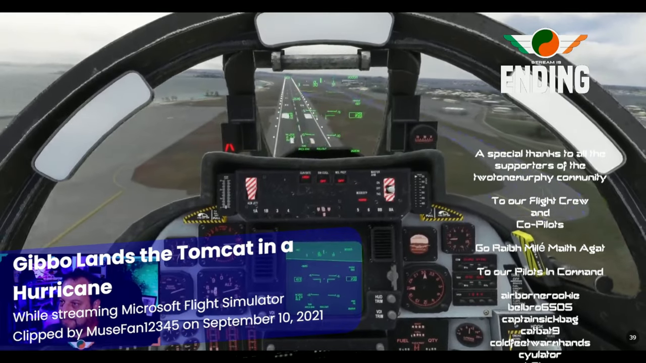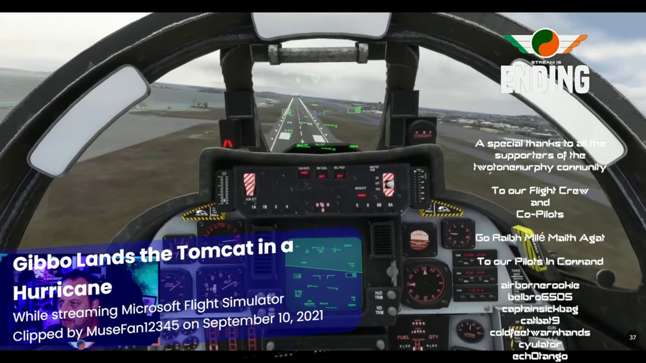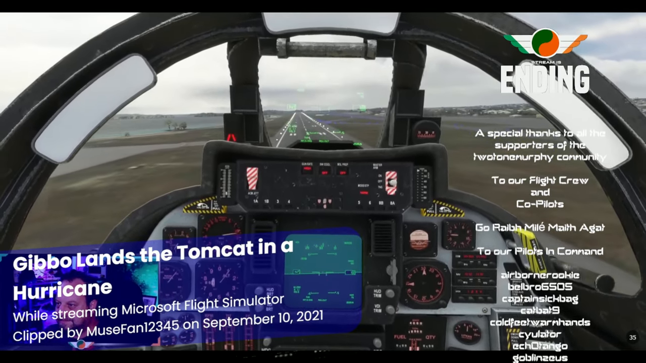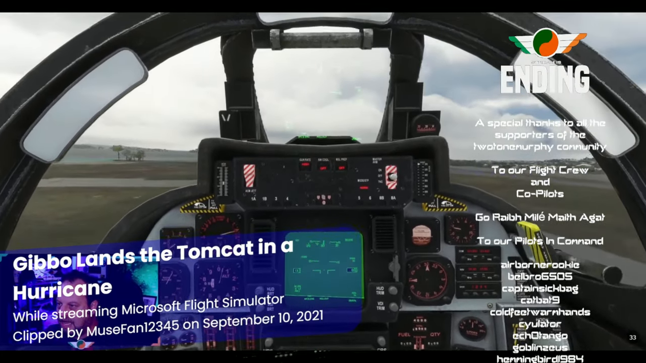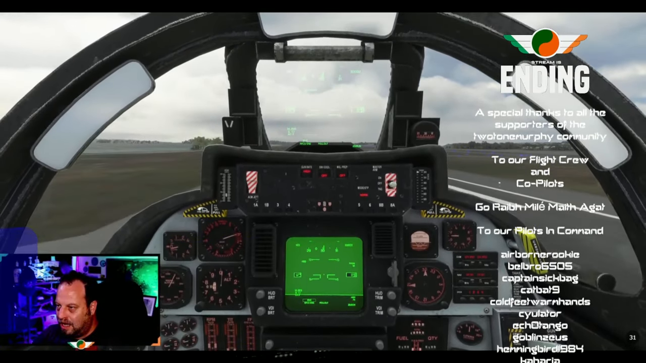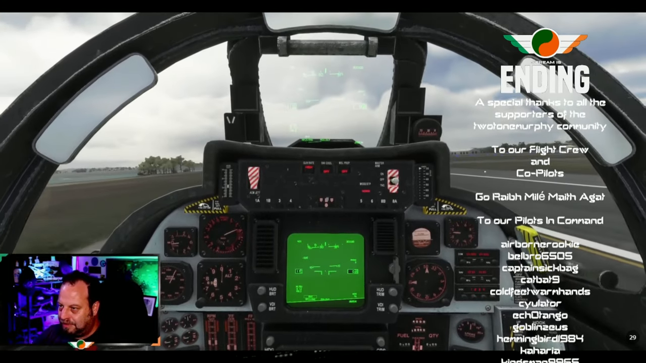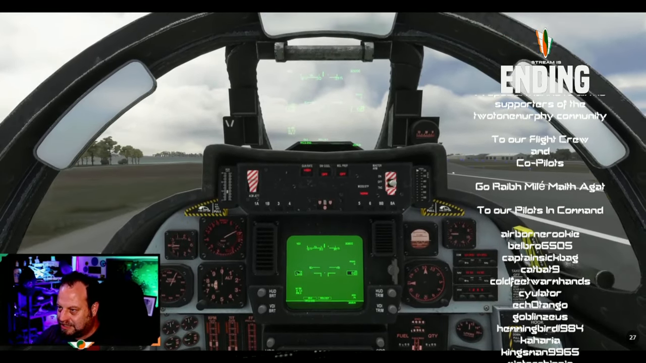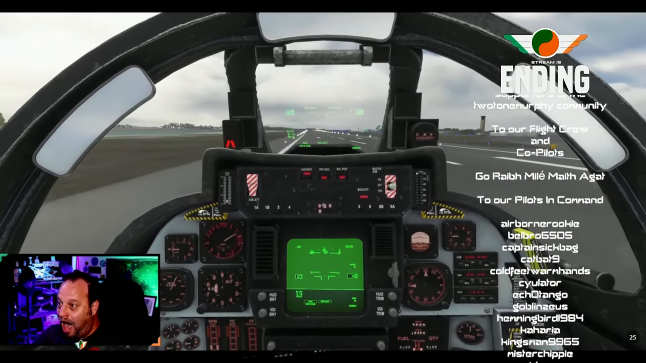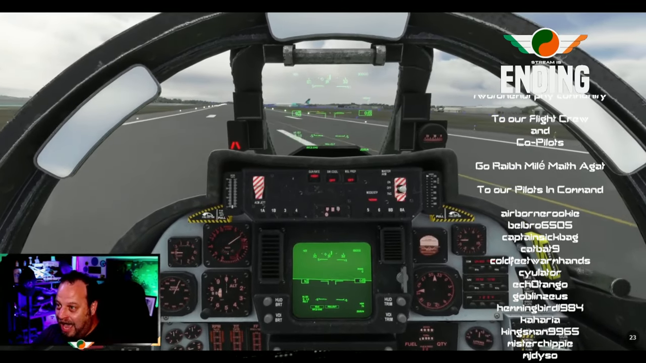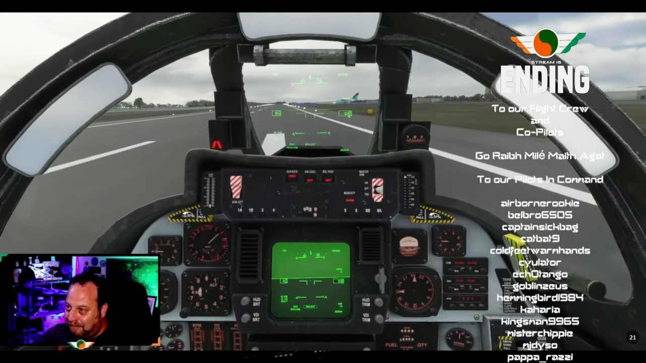Fancy pedals. This is a hurricane. Power off. Bit of right rudder. Bleed that speed. Oh, look at that. I got a brake. Brake now. Brake.